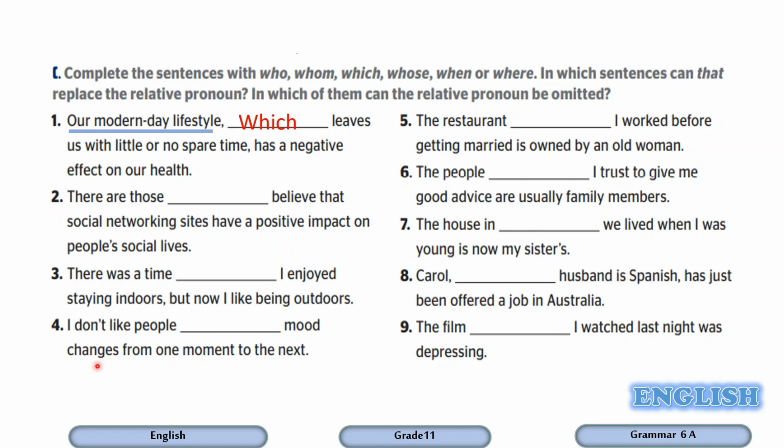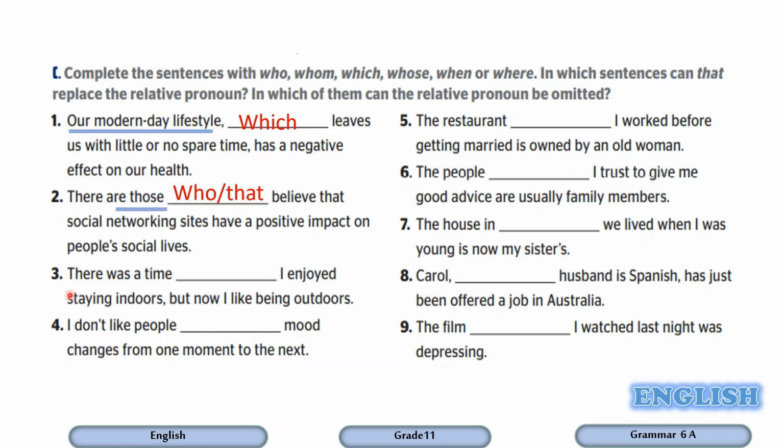Number 2, there are those who believe that social networking sites have a positive impact on people's social lives. Those refers to people, so who or that believe. That can be used for both people and things or ideas, and it is usually used in defining relative clauses.